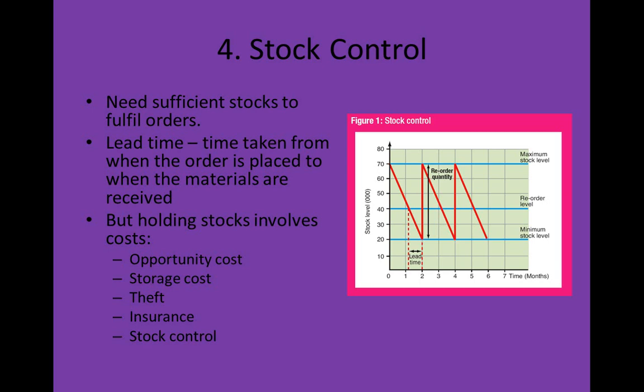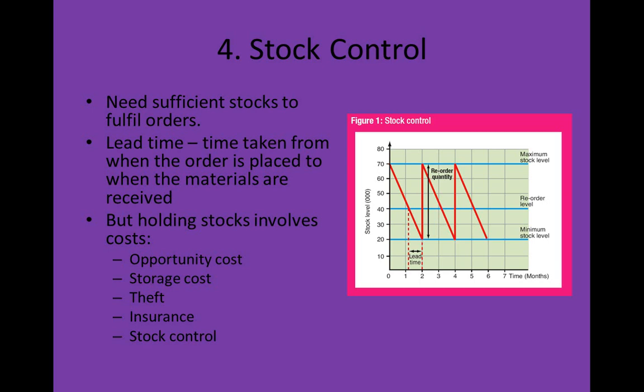Stock control is the fourth section. Businesses need sufficient stocks to fulfil their orders, but holding stocks has various costs. Opportunity cost means that the money that you've spent in buying the stock can't then be used for something else. There's storage costs, risks of theft, insurance costs, and the costs of stock control, so actually having people to manage the warehouse with the stocks.